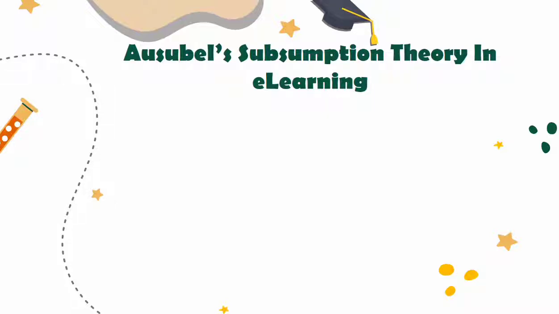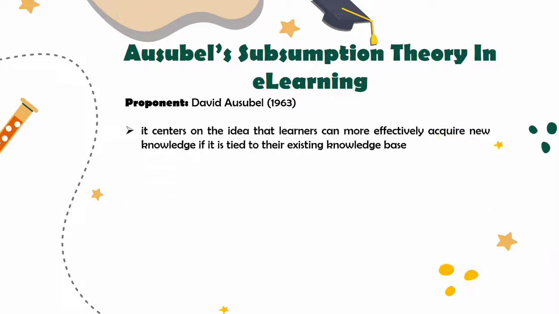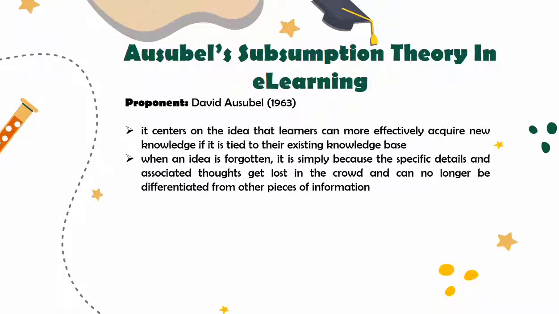applying Ausubel's subsumption theory in e-learning. David Ausubel, a noted American psychologist who specialized in education and learning behaviors, introduced the subsumption theory back in 1963. It centers on the idea that learners can more effectively acquire new knowledge if it is tied to their existing knowledge base, and that only unique information that stands out within the lesson is committed to memory.